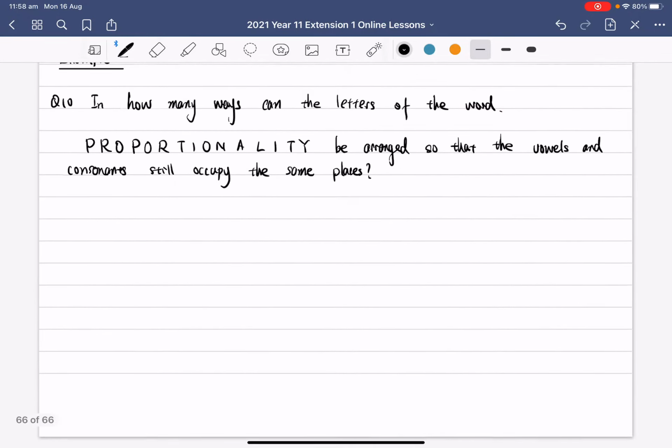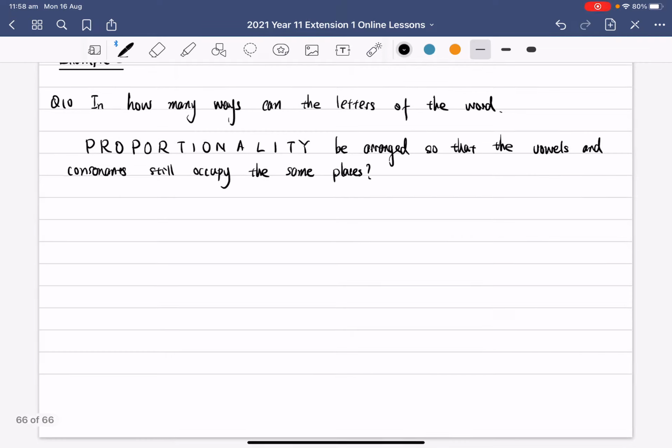We need to rearrange the letters of this word, and the question says the vowels and consonants have to occupy the same places. So for example, the first letter here is a consonant, this has to be a vowel, this has to be a vowel. You can't change the positions of the vowels and the consonants. But for example, for the first one, you can have a P, but you can also have an R here instead of P, because they're both consonants.